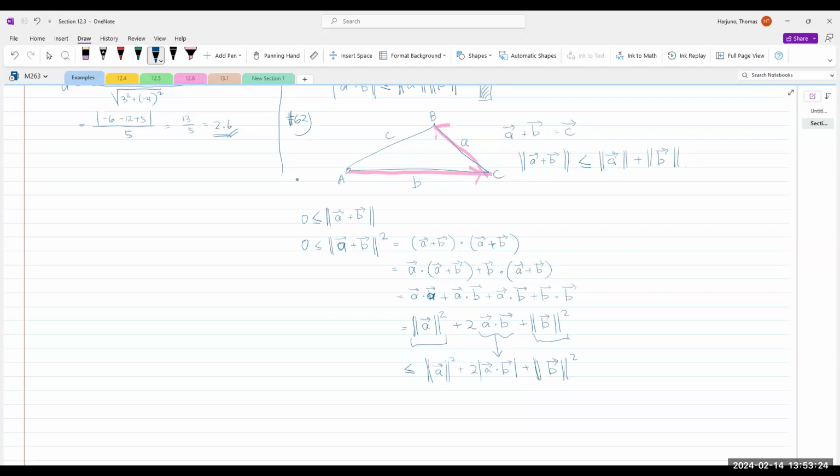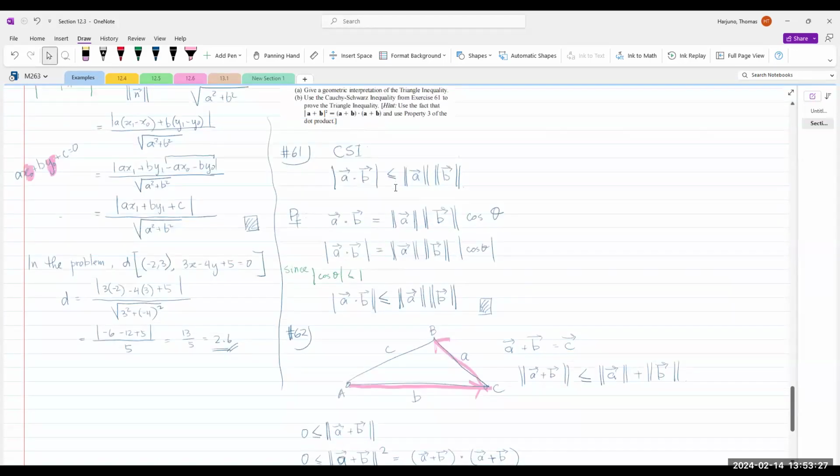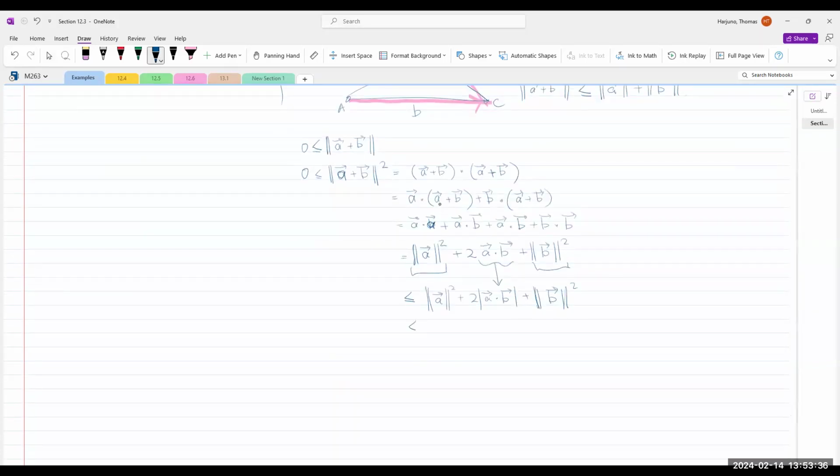Now we use the Cauchy-Schwarz inequality, the one we have above, that the absolute value of A dot B is less than or equal to the product of the magnitudes. So you will see here, this part I make 2 times the product of the magnitudes, which is equal to the magnitude of A plus the magnitude of B, being squared.